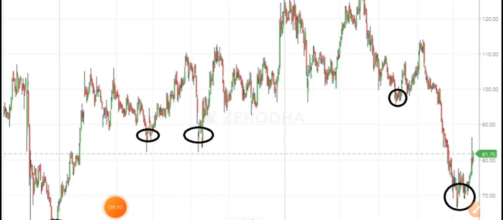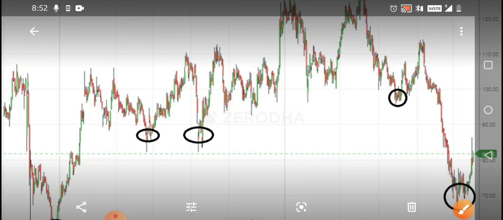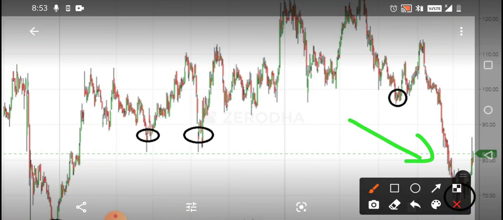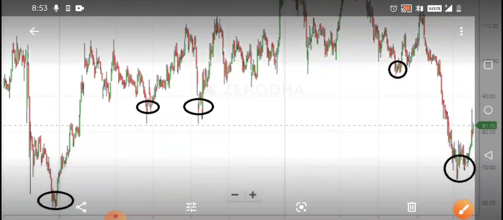Okay, so this is the same chart that I showed you just now. Can you identify wherever the stock is facing the resistance? Clearly you can see here is one region where it is facing the resistance, and again, here on the downside is one region where the stock is facing a little resistance.